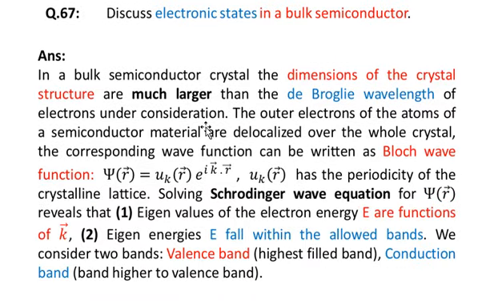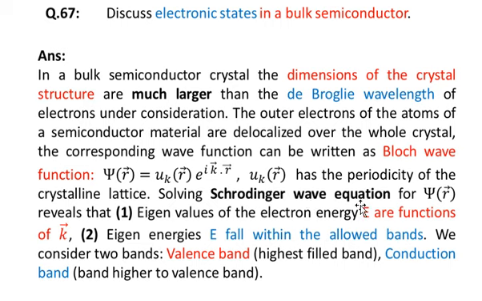The answer is, in a bulk semiconductor crystal, the dimensions of the crystal structure are much larger than the de Broglie wavelength of electrons under consideration. The outer electrons of the atoms of a semiconductor material are delocalized over the whole crystal. The corresponding wave function can be written as a Bloch wave function, psi of r is equal to u_k of r multiplied by e to the power i k dot r. u_k of r has the periodicity of the crystalline lattice.